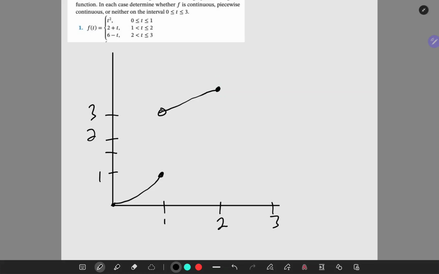So how can we figure out the slope of that one? Well, when t is equal to 2, that would be 6 minus 2, which is 4, right? So it starts at 4, and we're going down 1. So it looks like this. I'm going to try to make that look even. And that's included. Okay.